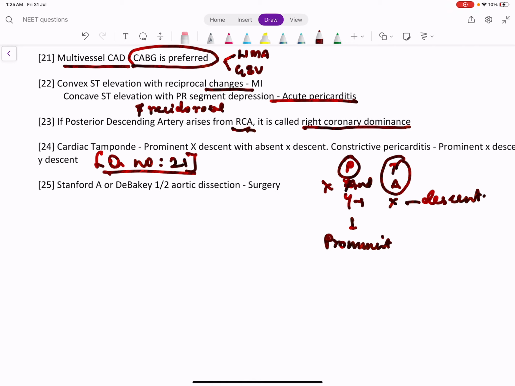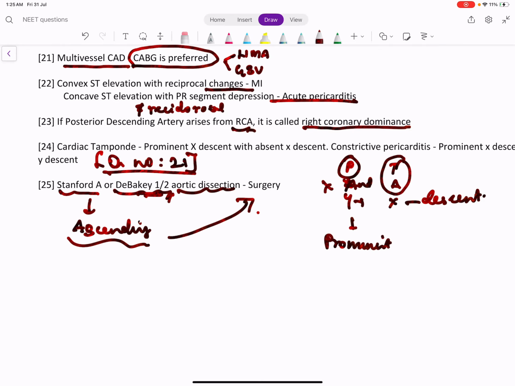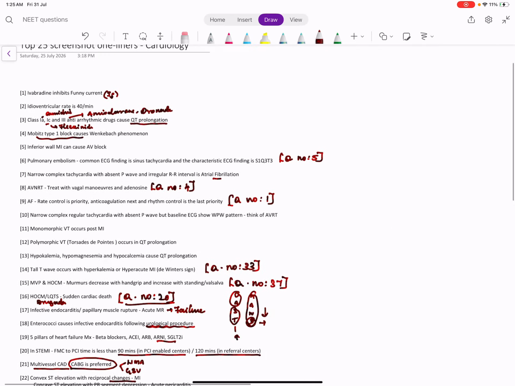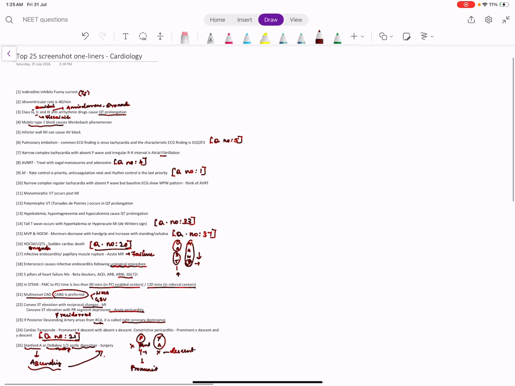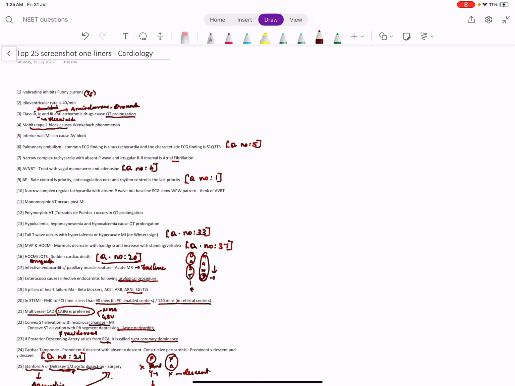Stanford A or DeBakey 1 and 2 aortic dissection is surgery because in Stanford A, the ascending aorta is involved. DeBakey 1 is both ascending and descending aorta. DeBakey 2 is only ascending aorta. So whatever it is, if the ascending aorta is involved, the treatment is surgery. So these are some of our screenshot, 25 top screenshot one-liners.